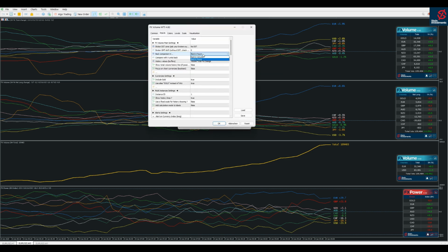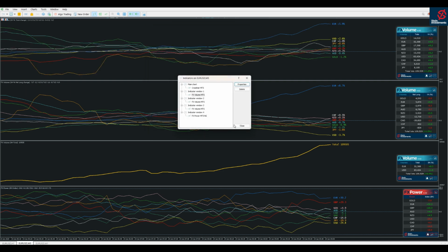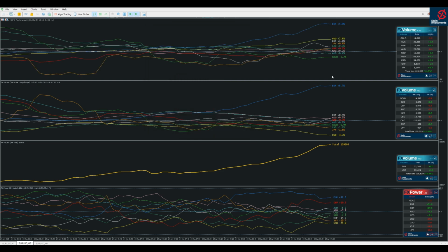You can check back comparisons in hours, in minutes, and you can change how many units you want. We use the 1 hour because it gives us an early indication and suits us well, so we are fine with that. In the second subwindow, we have the net long changes. The net long is basically the sum of all long positions in a currency minus the sum of all short positions in a currency. This gives us an indication if the currency is more on the short side or on the long side, and how much it changed over the past hour.